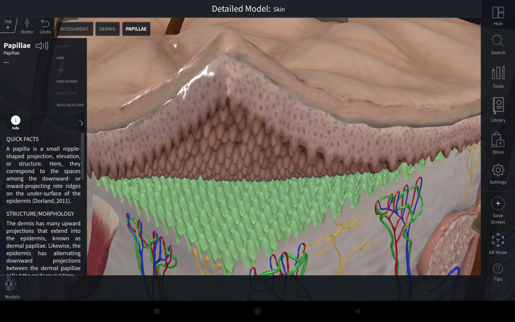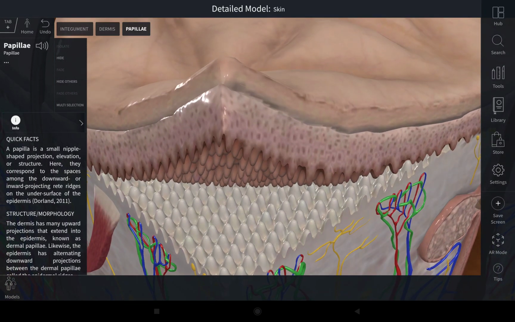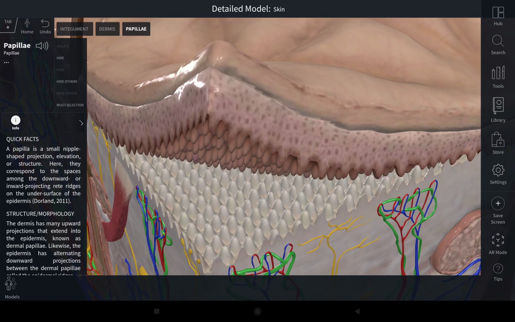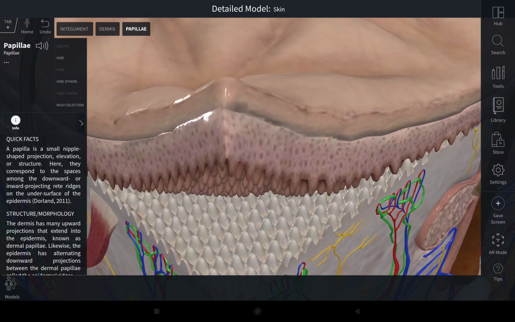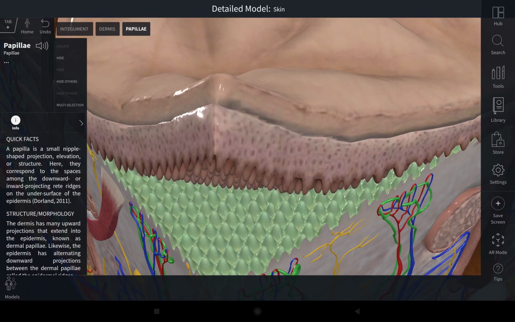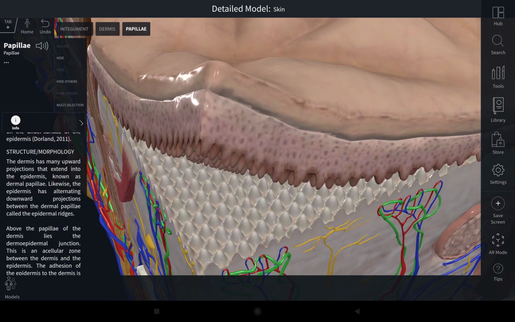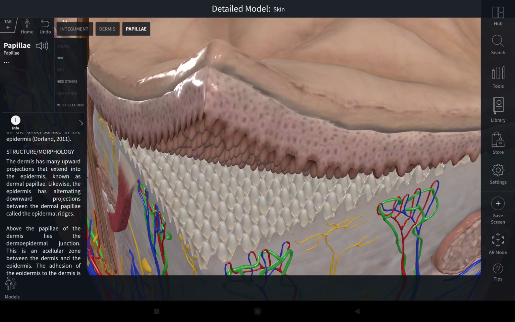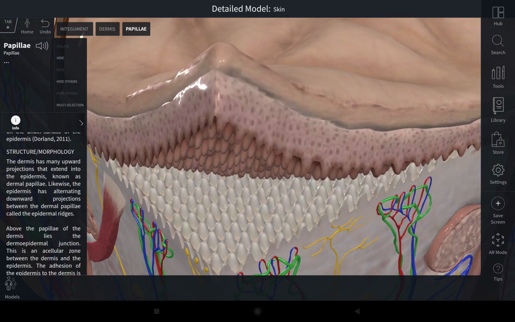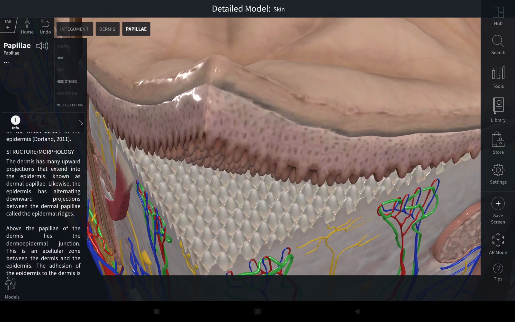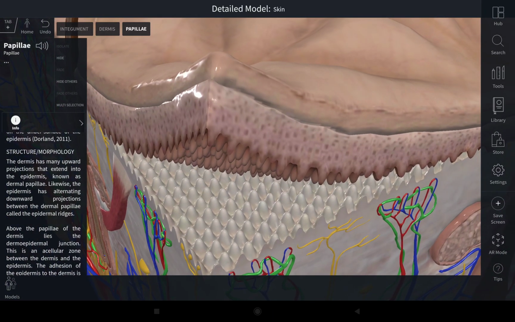Now, this is the papillae. Papillae are small nipple-shaped projections, elevations or structures. Here they correspond to the spaces among the downward or inward projecting rete ridges on the undersurface of the epidermis. The dermis has many upward projections that extend into the epidermis known as dermal papillae. Likewise, the epidermis has alternating downward projections between the dermal papillae called the epidermal ridges.